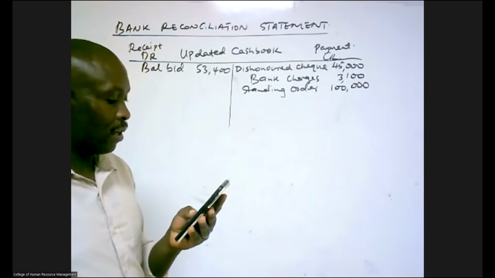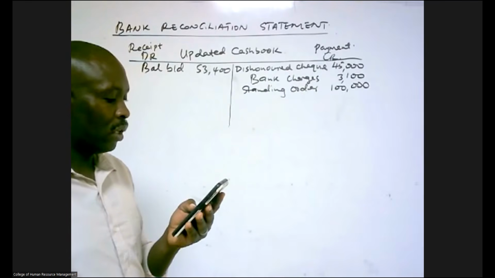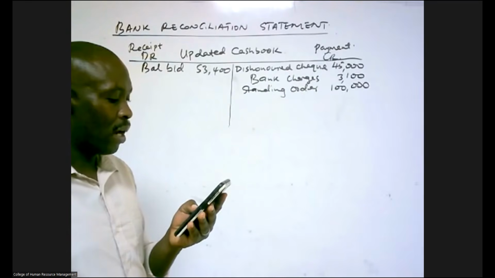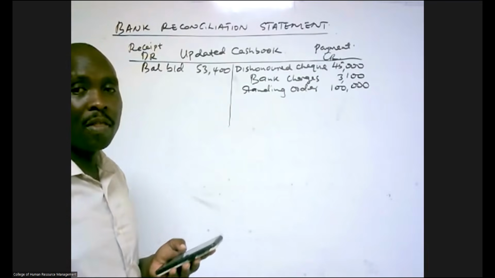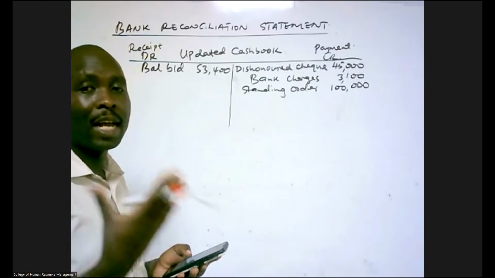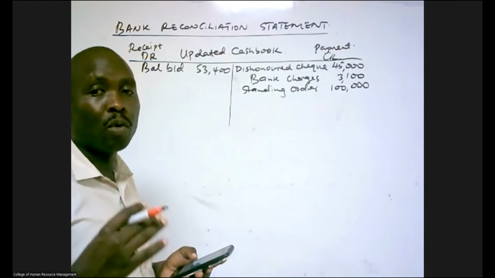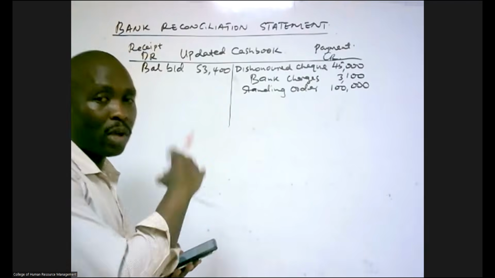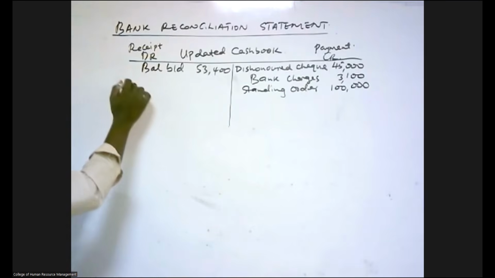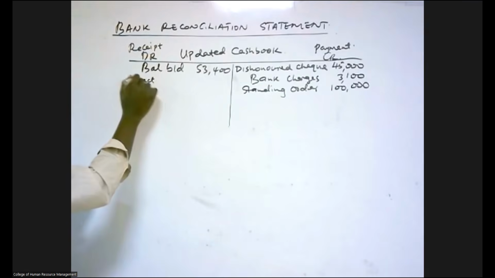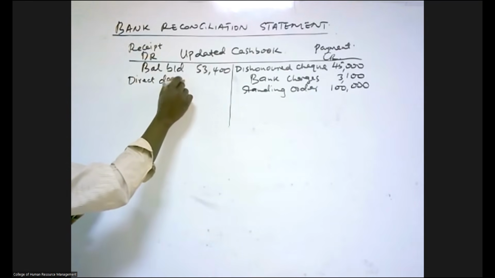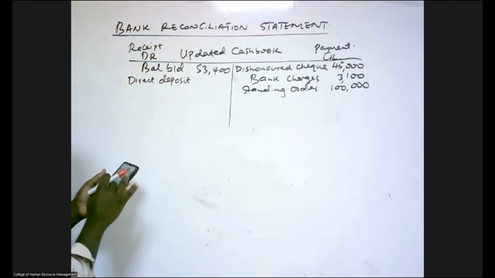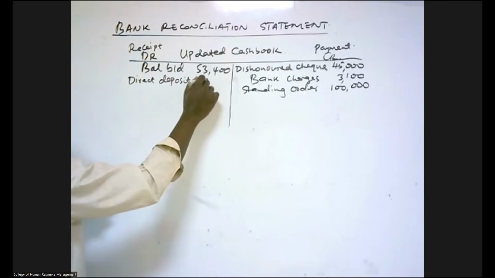Then the next one is that direct deposits by customers amounting to 147,100 appeared in the bank statement only. These are customers who have deposited directly into the bank account without notifying us. So the money has been received in the bank, but we have not received it in the cash book. Direct deposit of 147,100.